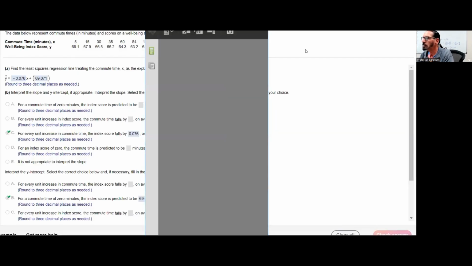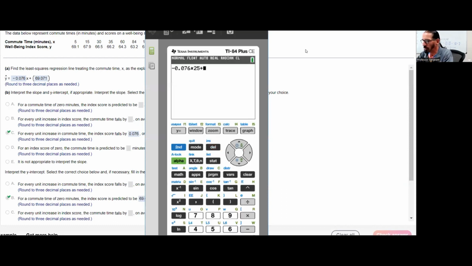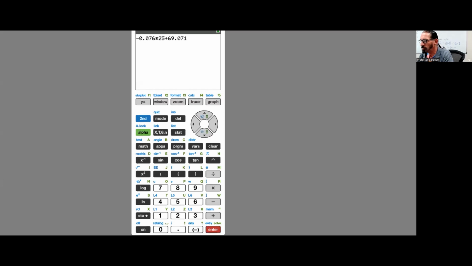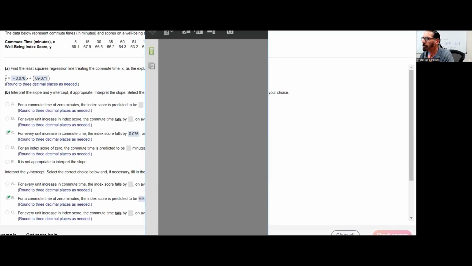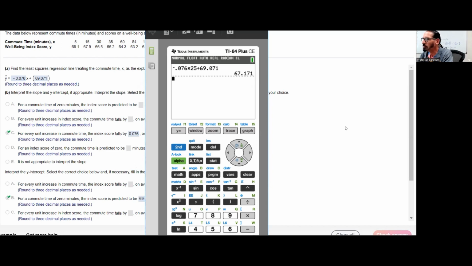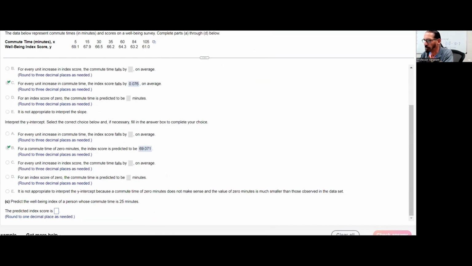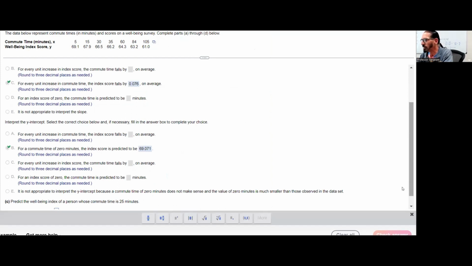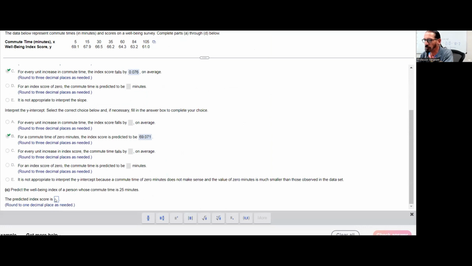So 69.071. For some reason, the 9 didn't take, even though I pressed it. It's a negative, not a minus. So 67.171 for a well-being index. Round to 1 decimal place. There's a 7 after the tenths place, so that's going to round up to 67.2.